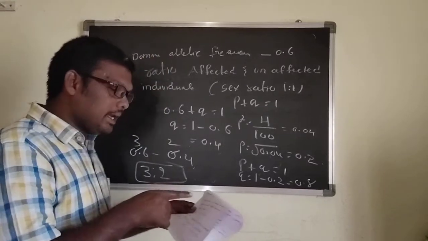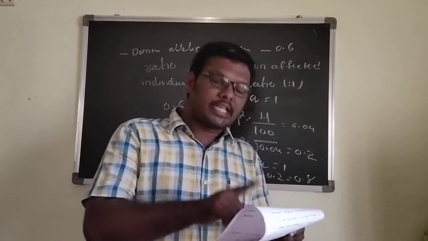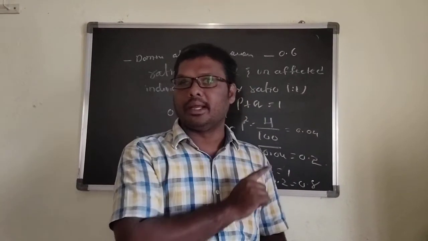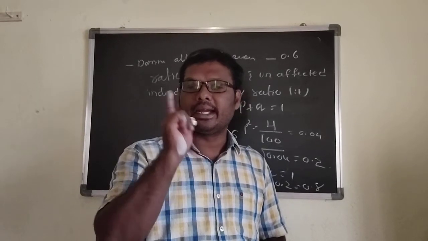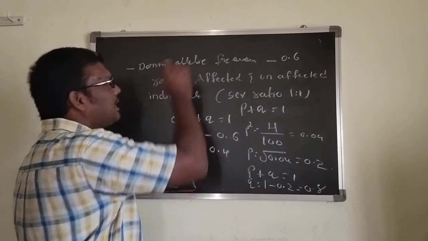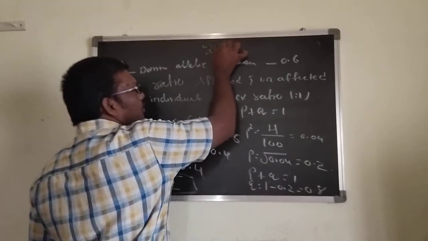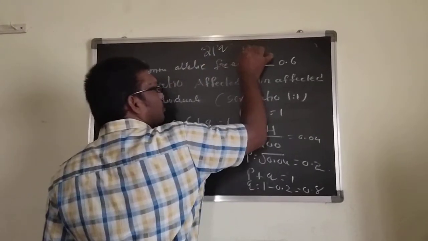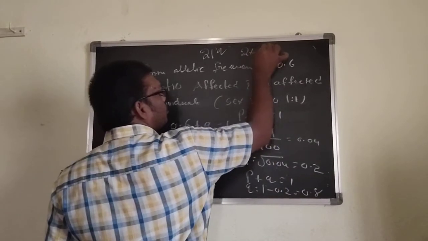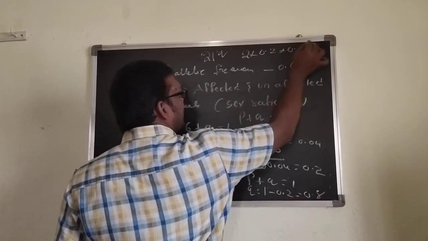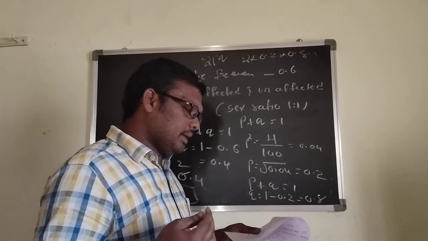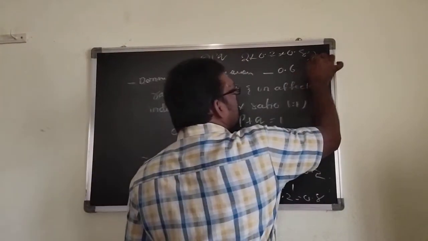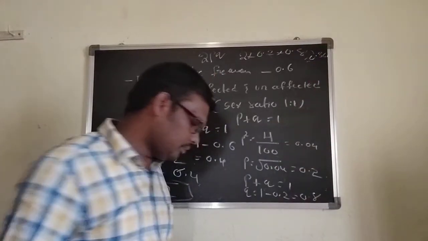That's why here the genotypic frequency resistant to malaria: you know, very familiar, which person is resistant to malaria? Carrier. Carrier indicates the heterozygous one. Here the heterozygous one is 2pq. 2 into 0.2 into 0.8. 8 2s are 16, 16 2s are 32. That's why the genotypic frequency is 0.32.